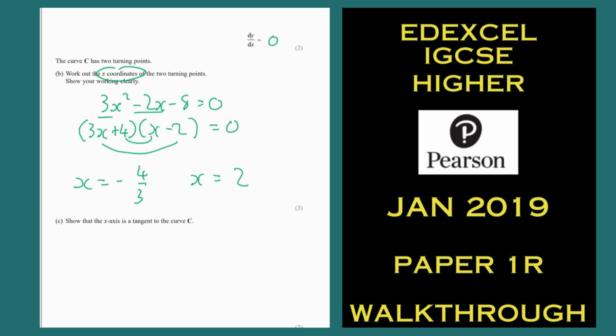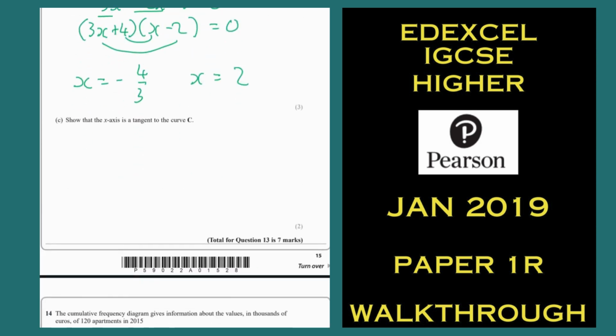Show that the x-axis is a tangent to the curve C. So don't forget, to be a tangent, it would be a max or a min point at that point. So the idea here is take either of these values and substitute them into your original equation and hope that at least one of them ends up being 0.